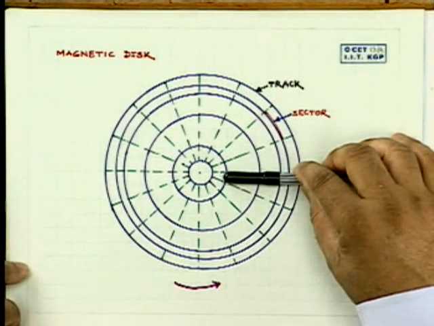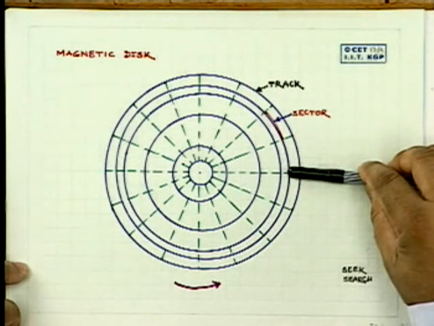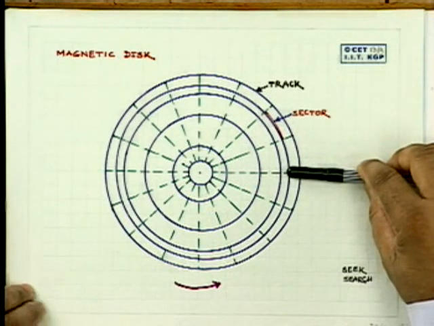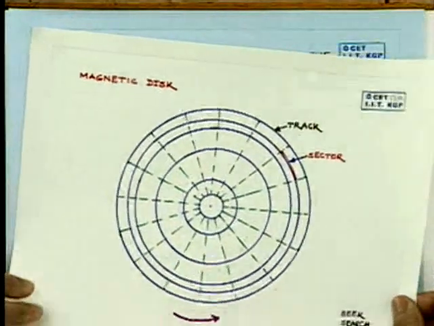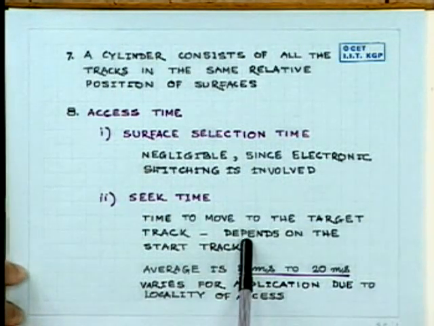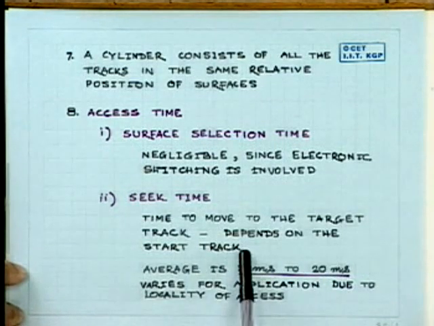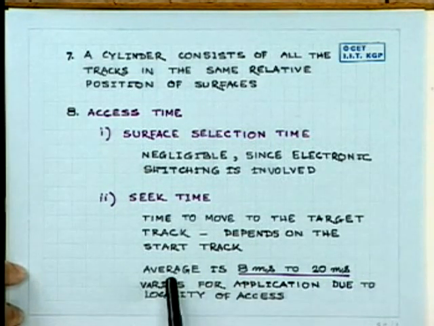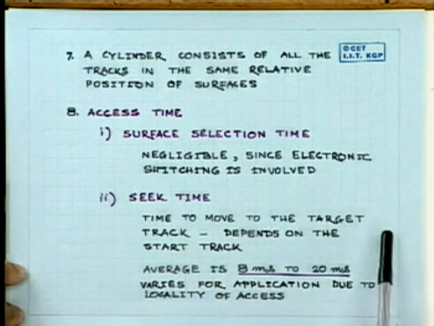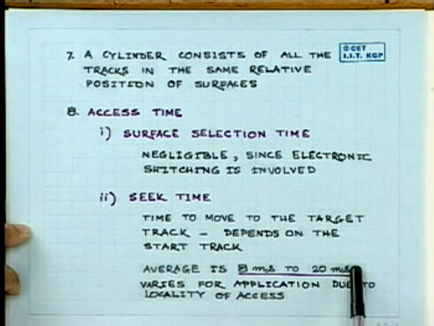For example, if it was here, then it will take more time to come over to this track, but if it is in the next track, it will take much less time to come over to the desired track, right? Therefore, we say that it depends on the start track from where it starts, and the average is around 8 millisecond to 20 millisecond, depending upon the disk drive.